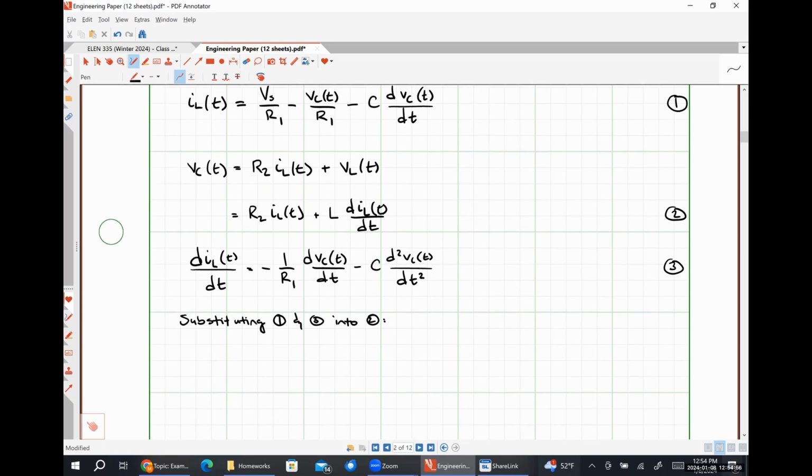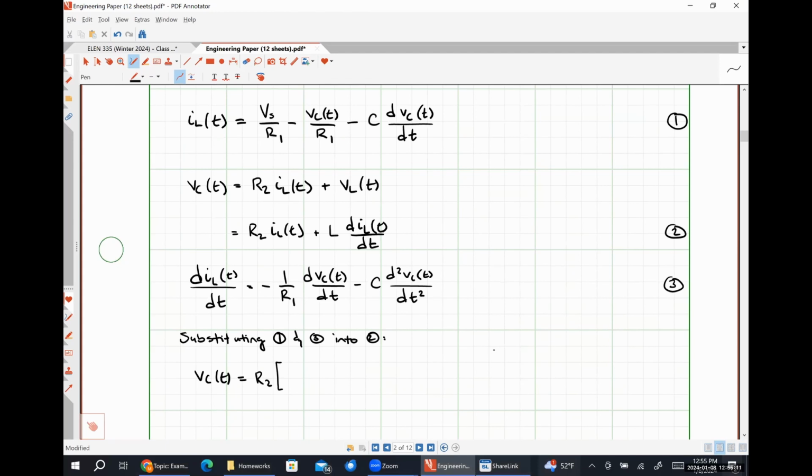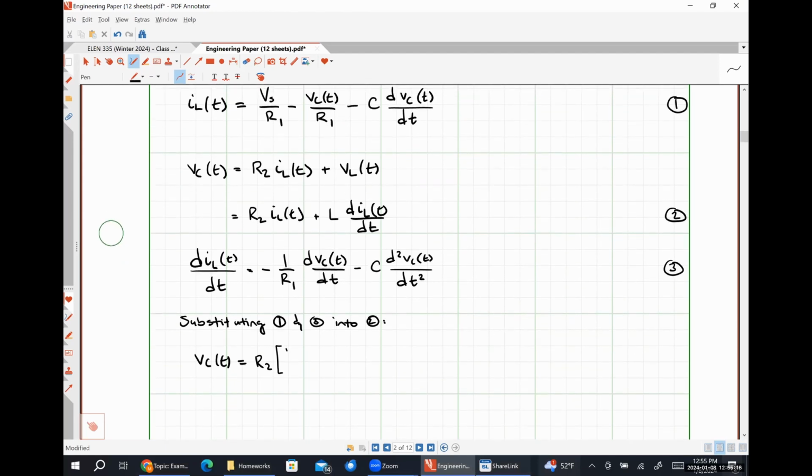So in my second equation, I have VC is equal to R2 times IL. Well, IL was defined in terms of VC in equation 1. So that's going to look like Vs divided by R1 minus VC divided by R1 minus C times the derivative of VC with respect to time.